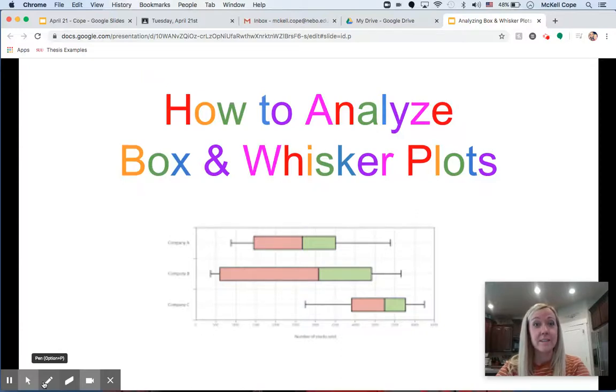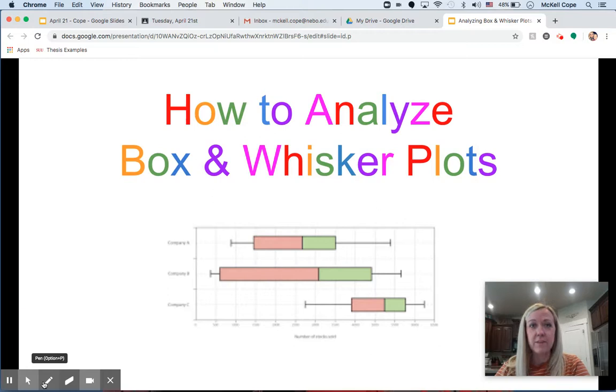Okay, today we are going to be doing something a little bit different. We're still going to be talking about box and whisker plots, but we are going to just look at how do we analyze it? How do we interpret the data? When I see a box plot, how do I make sense of what those numbers are trying to tell me?